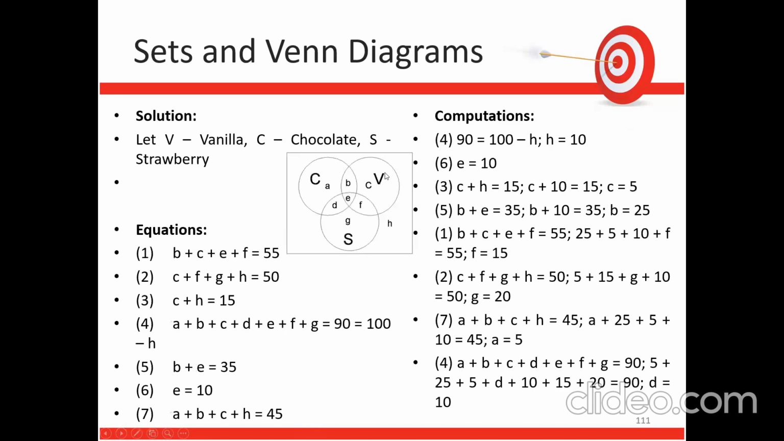So, solution. B, vanilla, C, chocolate, S, strawberry. So, ito yung chocolate, ito yung vanilla, ito yung strawberry. So, lagay ito ng A, B, C, D, E, F, G, H yung sa labas. Yung wala ni isa mang may gusto ng isa niyan, wala. Okay? So, equation 1, B plus C plus E plus F. So, ibig sabihin yan, gusto lahat ng vanilla. Itong B, gusto lang is chocolate and vanilla. Itong E, lahat siya gusto. Ganun din. So, number 2, C, F, G, H, 50.